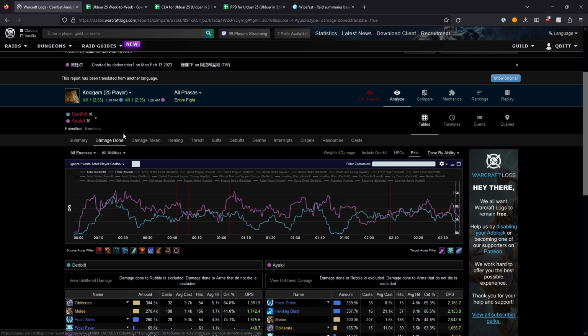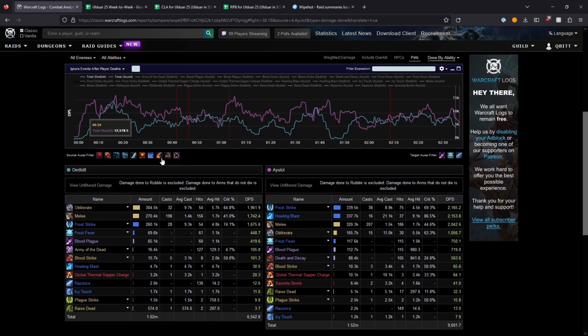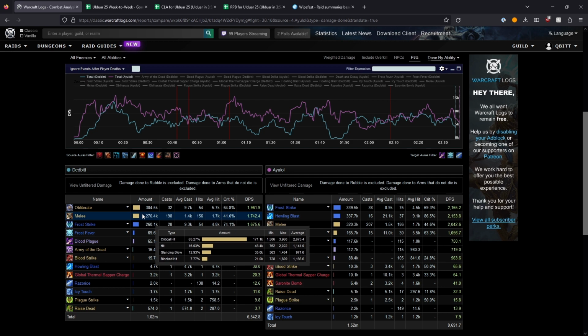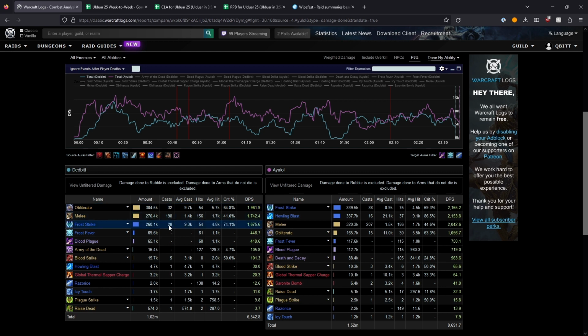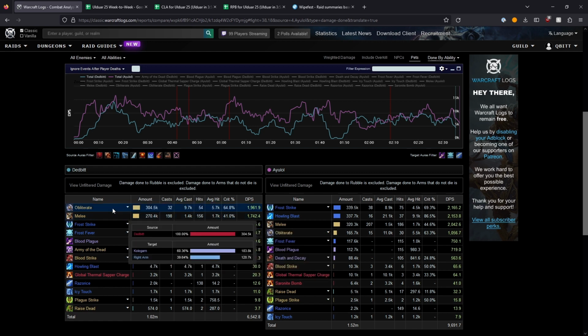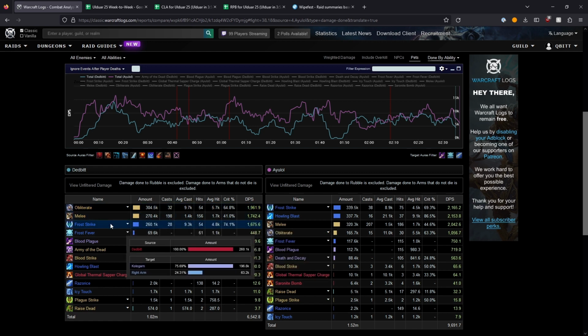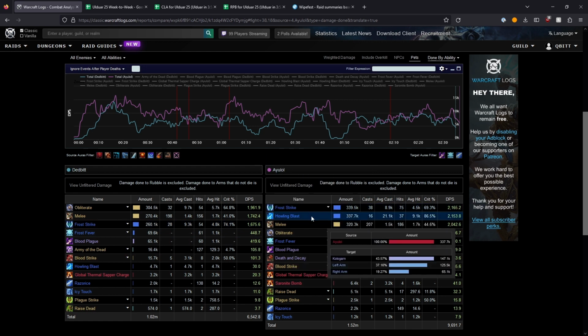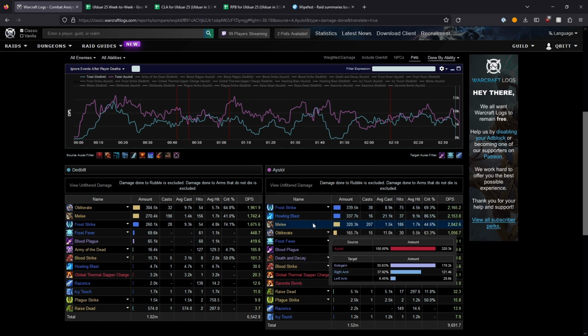Quick question. Go to damage done, and we have our abilities side by side, and it's ranking our abilities by amount of damage each one did, the amount of total DPS each one did. At this point, I want to first focus on the top 3 items on each of us. So for me, it's Obliterate, then Melee, then Frost Strike. For him, it's Frost Strike, Howling Blast, and Melee.